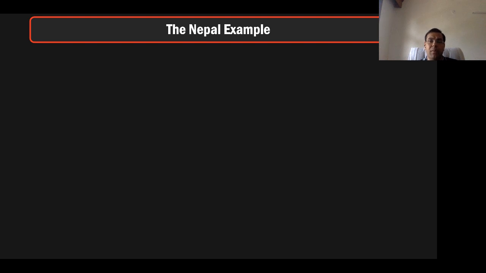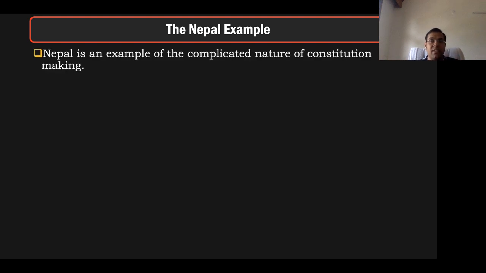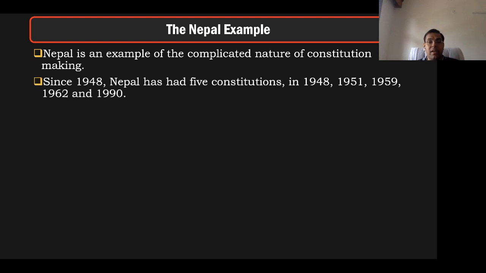Let's take the example of Nepal. Nepal is an example of the complicated nature of constitution making. Absolutely true. Agreed. Complicated nature है constitution making का. कैसे? Since 1948, Nepal has had 5 constitutions. In 1948, 1951, 1959, 1962 and 1990. Because there were multiple movements happening, dominion status, the king, and the uprising that was happening from the Communist Party, from the leftist.